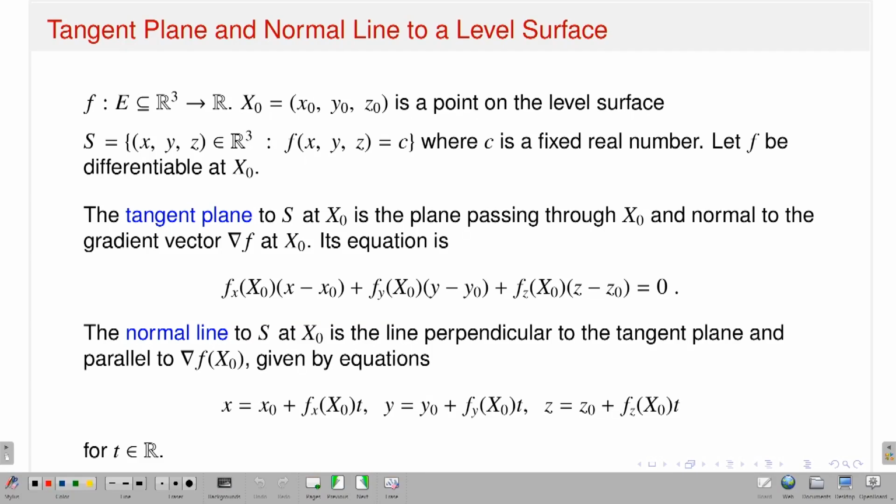Okay, so this is actually a particular example. I am saying the kind of notion of tangent plane and normal line to a level surface. I am kind of restricting myself to 3 dimensions. Let's see what is going on.